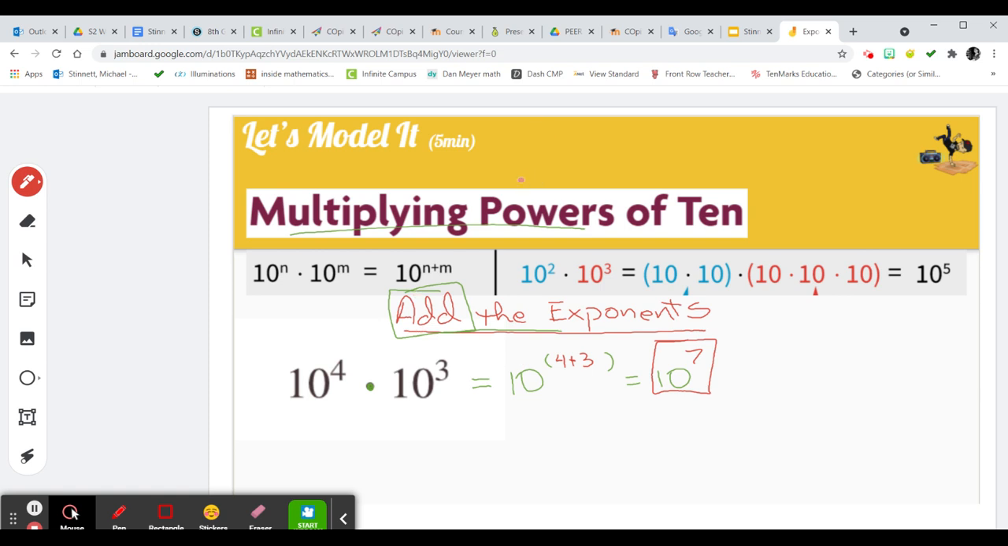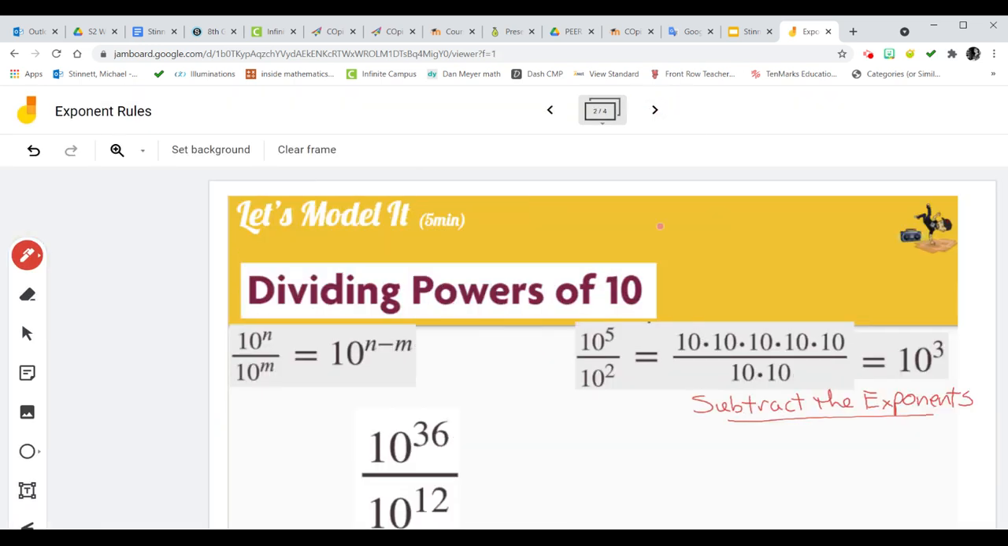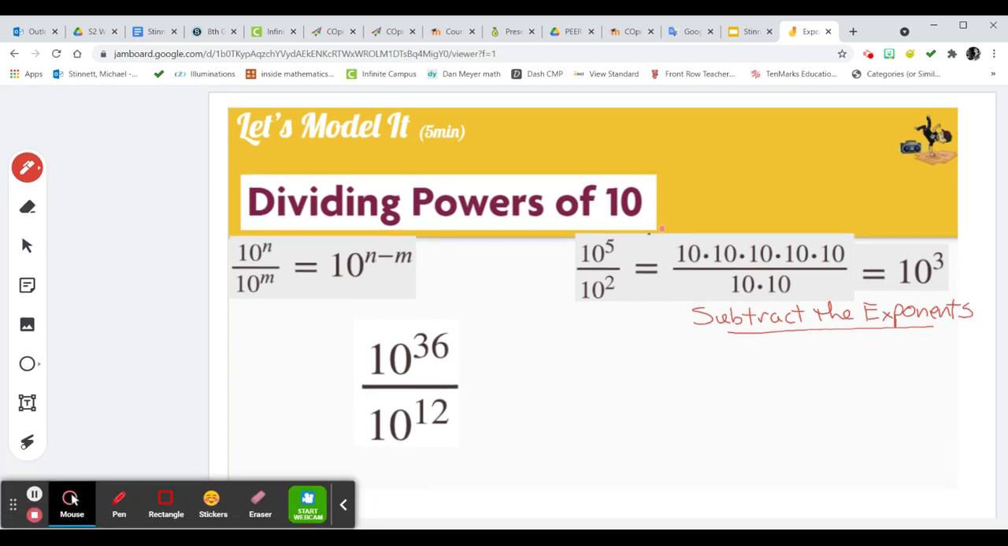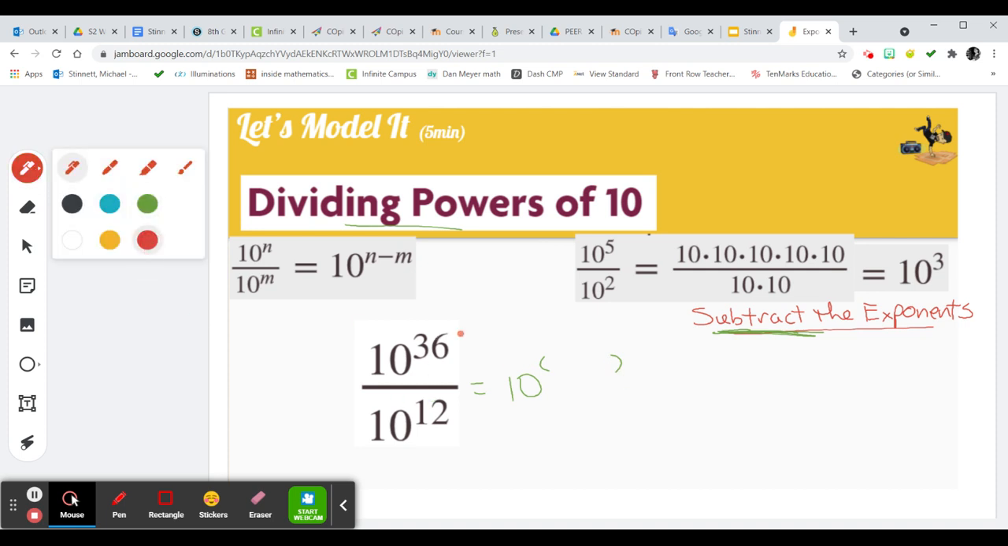And then I want to switch over real quick, and we're going to do division of powers. In this one, you're going to subtract the exponents. So when we divide our powers, we subtract our exponents. So here, we're just going to have 10 to the, and remember, we're just going to subtract these two exponents from each other. So we're going to have 36 minus 12, and that's the same as 10 to the 36 minus 12 is 24.